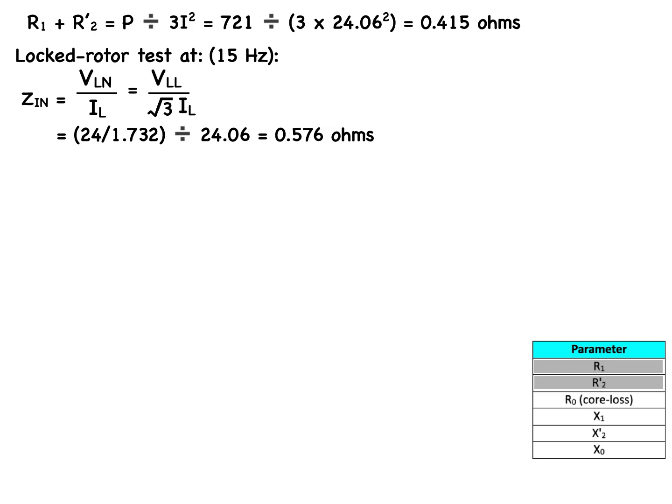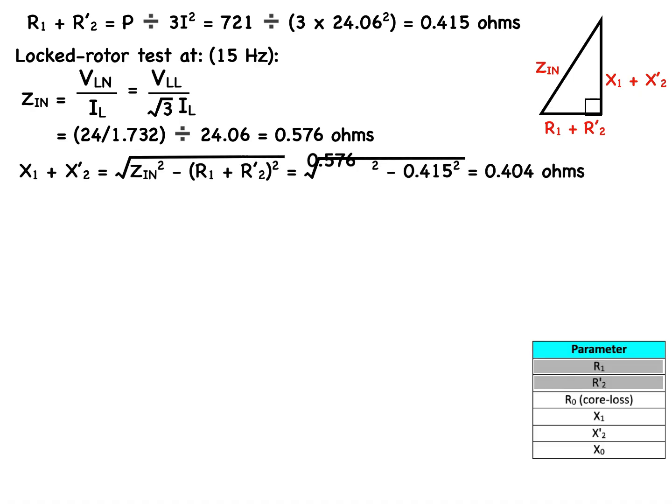0.576 ohms. Now, to calculate the input reactance, we are going to use the impedance triangle, which generates the equation X1 plus X'2 is equal to the square root of Zin squared minus the quantity R1 plus R'2 squared, and that equals ultimately 0.404 ohms, which is the total leakage reactance XL.